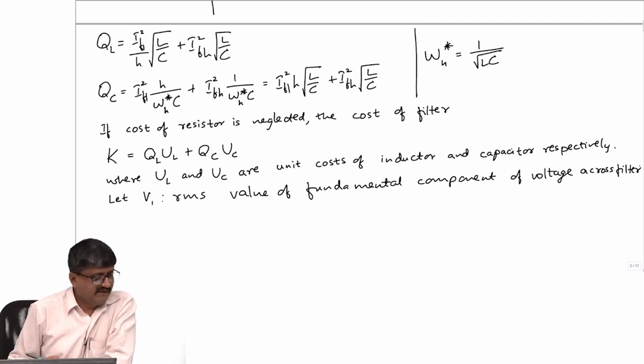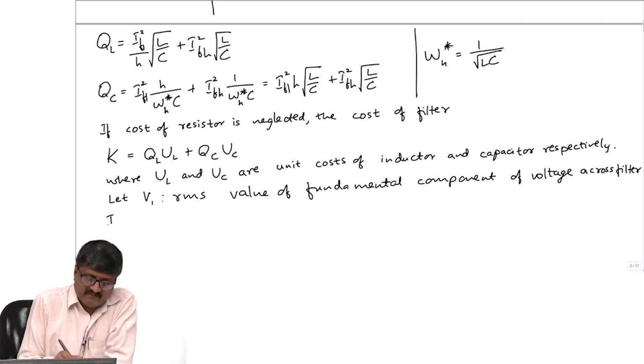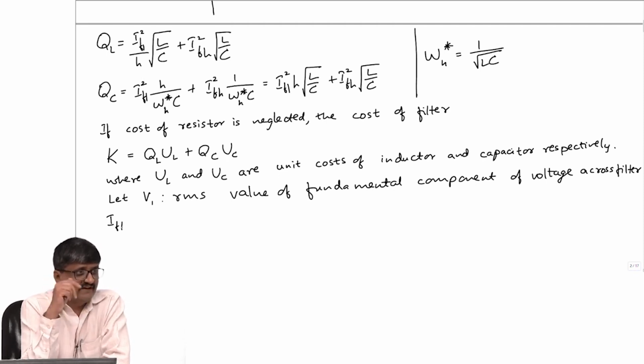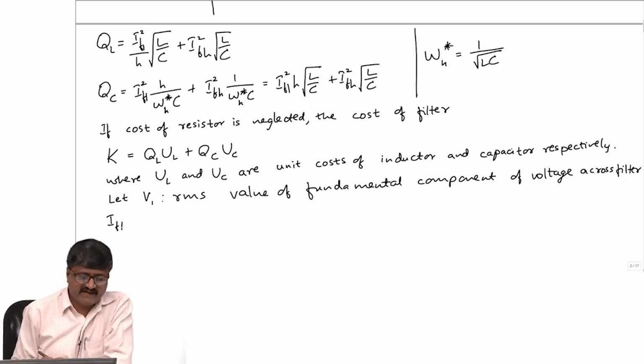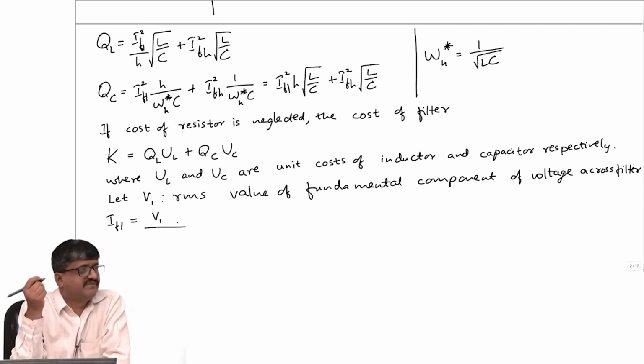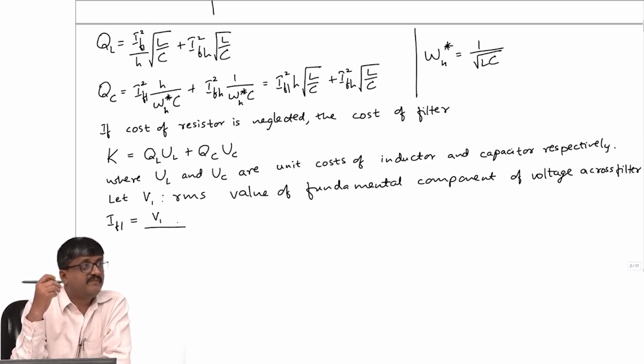Okay. Then can I get an expression for IF1? Did I define IF1 in the last class? IF1 is the RMS value of the fundamental component of the current through the filter. So, can I get an expression for IF1 in terms of V1? It is the fundamental voltage divided by the magnitude of the impedance. What is the magnitude of the impedance?